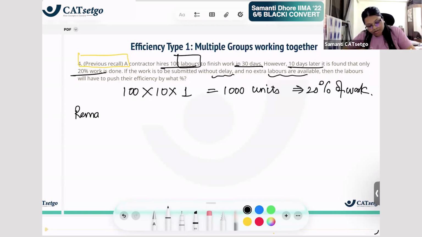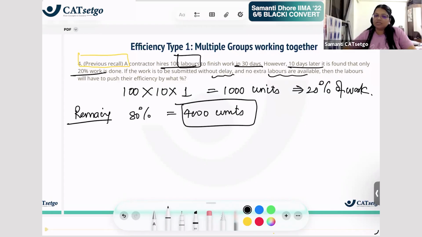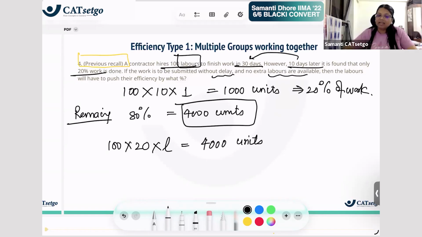So what was the remaining work? 80%, which was then 4000 units, right? 4000 units was left. Now this 4000 units were to be finished in the 20 remaining days, right? And we do not have extra labors, so same number of labors, we have 100 labors. We have only 20 days left with us. We will need a new efficiency in order to finish this 4000 units, right? Same, we have 20 days left and 100 labors.